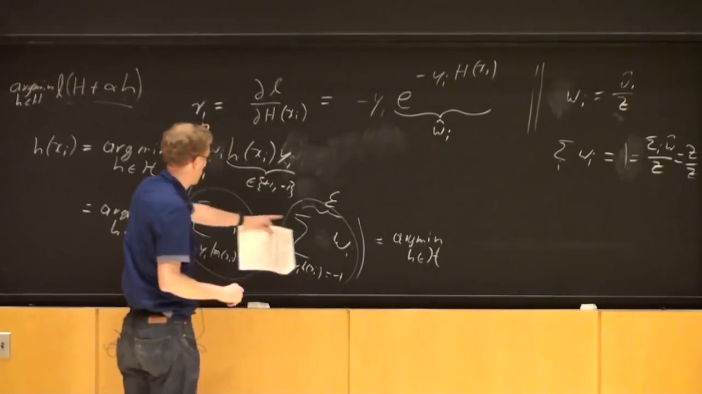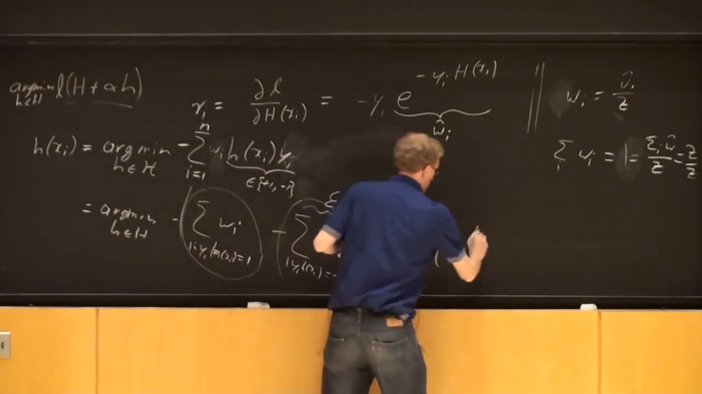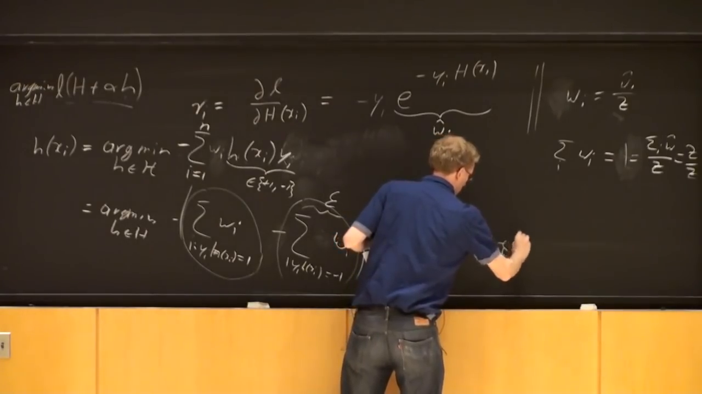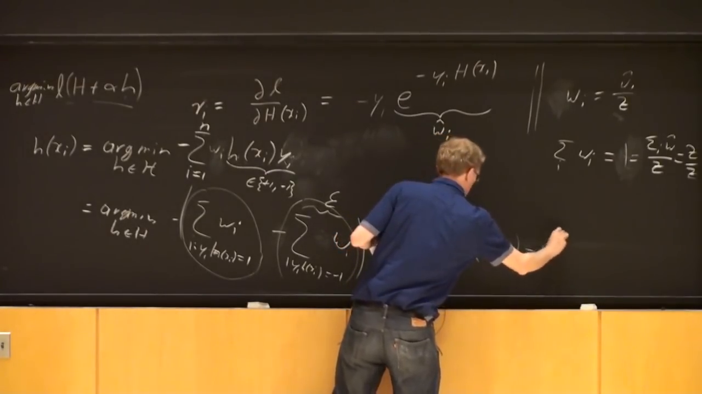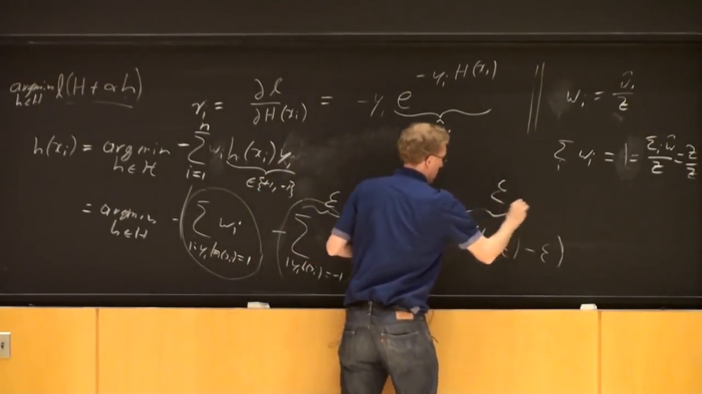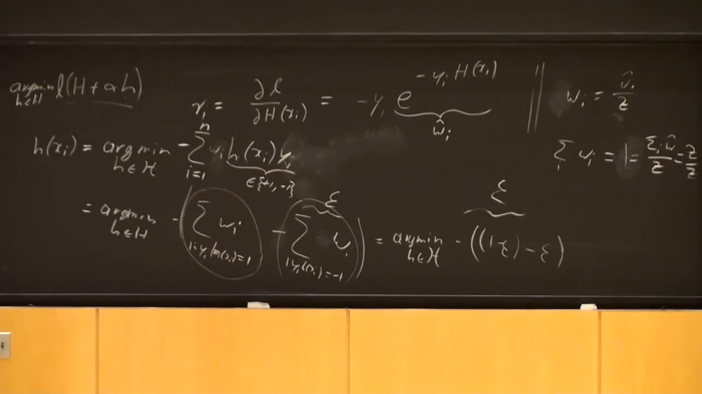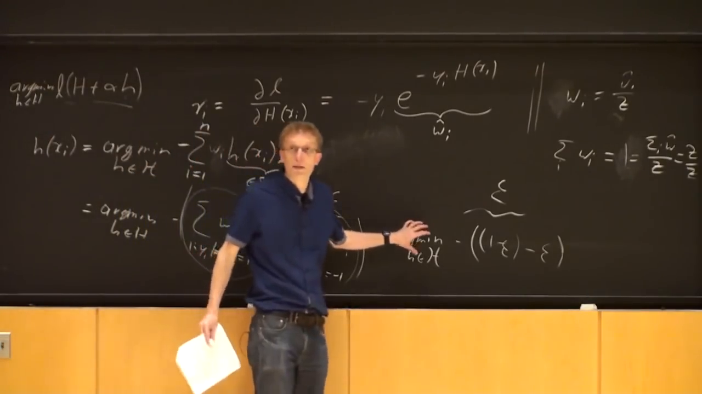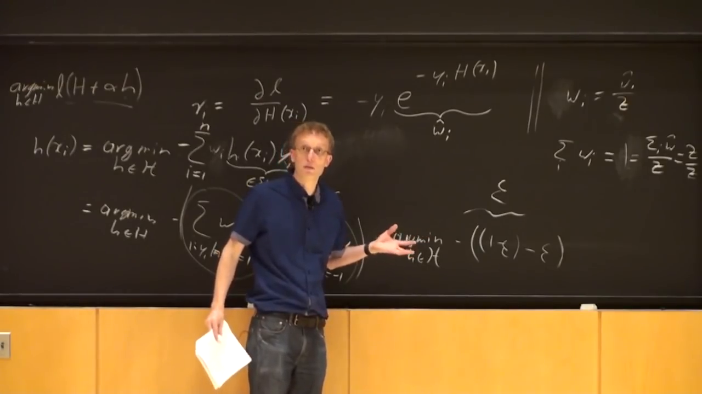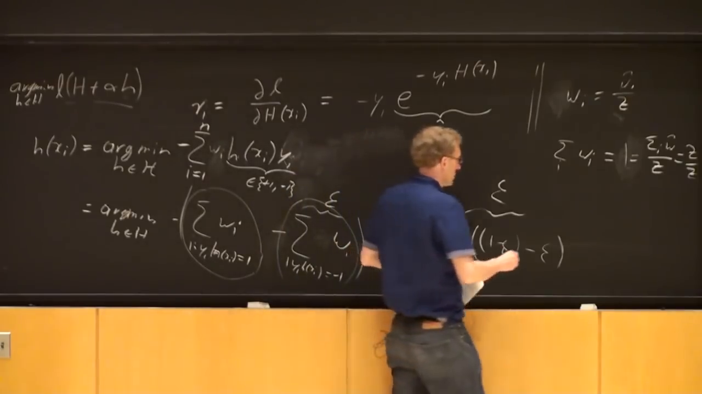So we have here minus 1 minus epsilon minus epsilon, and that gives me epsilon, plus minus some constants that I don't care about. Okay? So, what does that mean? It's actually a really profound result. All right, let's just put it back in.